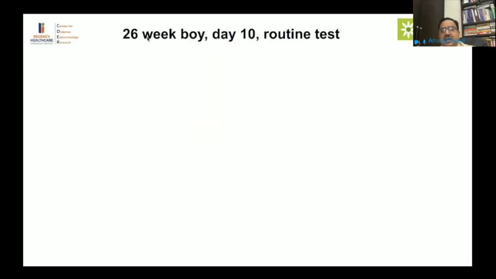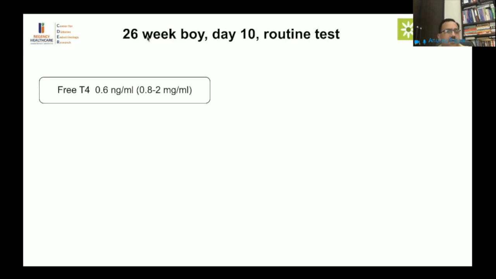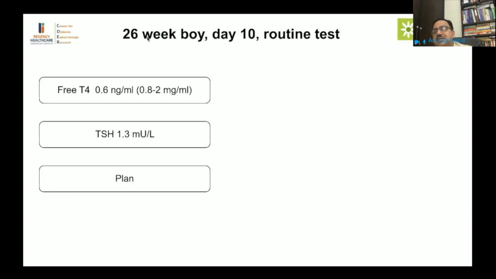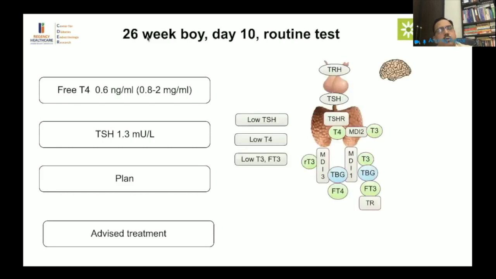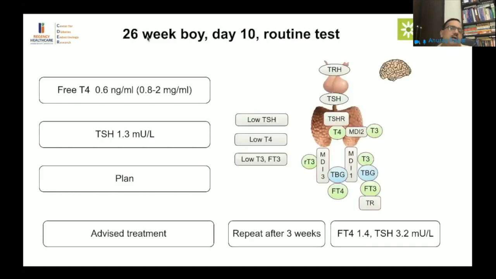A 26-week-old boy, day 10, a routine test was done. FT4 was low, TSH was normal. So definitely this is a classical transient hypothyroxinemia of the newborn. No need of treatment. In this perspective, this will resolve over time. Repeat thyroid function after 3 weeks was found to be normal.